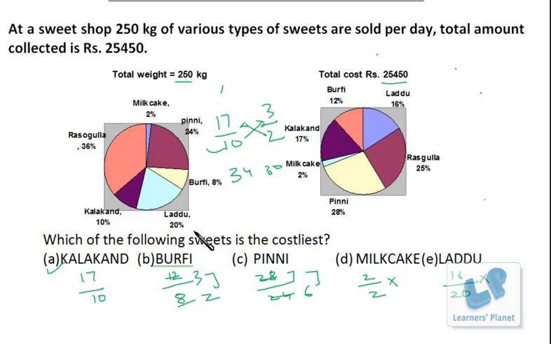Now the next question is which of them is the cheapest, right? All of these three are more than one, this is one, and this is the only one less than one. So Laddu is the cheapest among all of these, right?